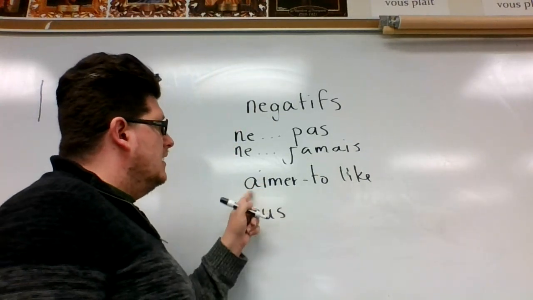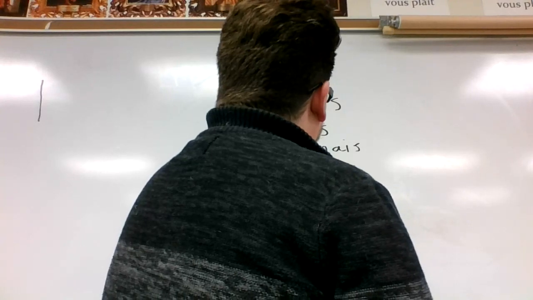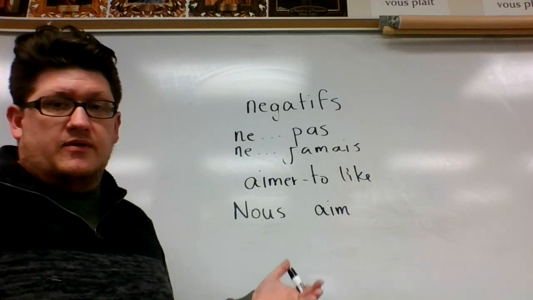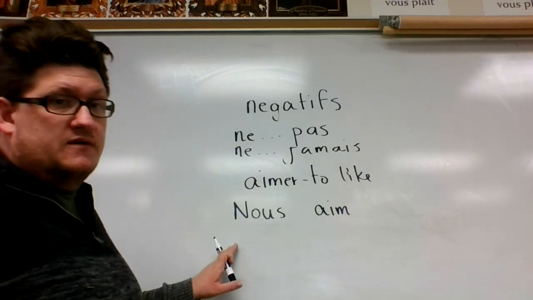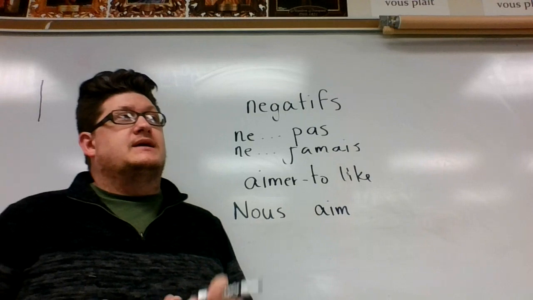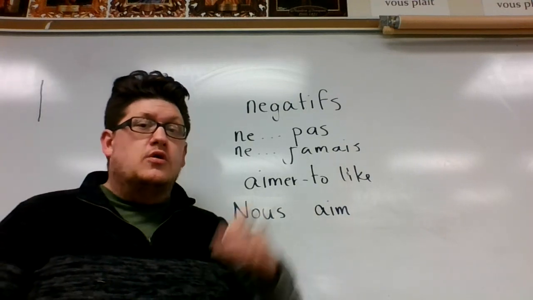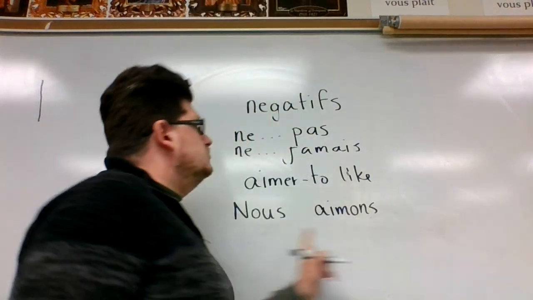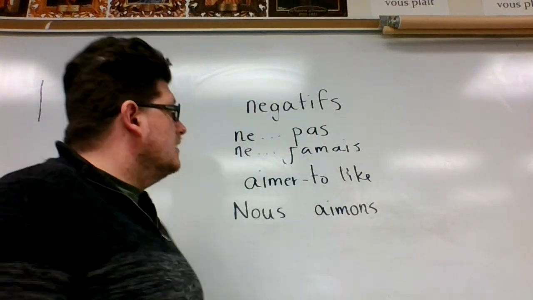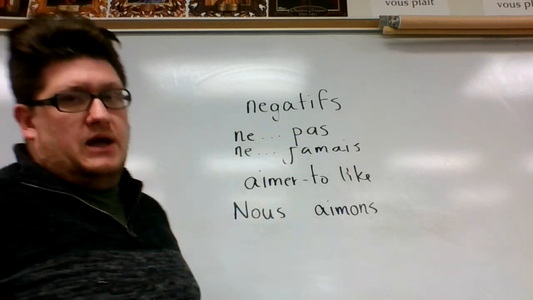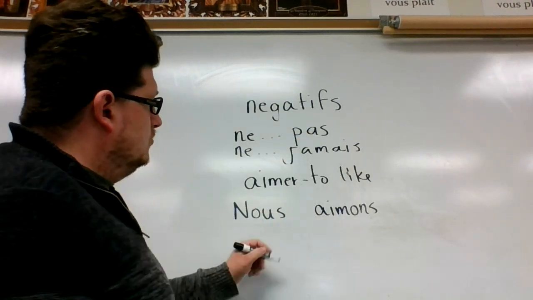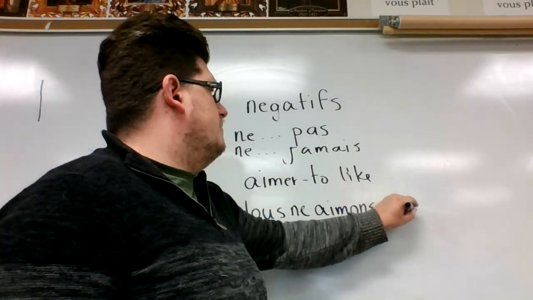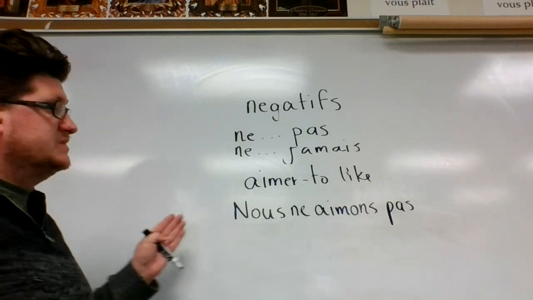I take off my ER. I have my stem of AIM. And then I think, what is the ending that goes on to my subject pronoun for the subject of nous? So je, I, tu, es, il, elle, I, nous, ONS. So ONS goes on the end. Nous aimons would be we like. If you wanted to say we do not like, okay, you would say nous n'aimons pas. Right?